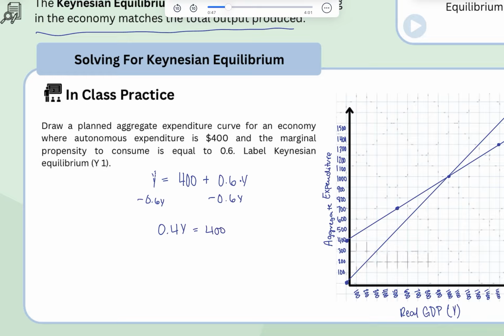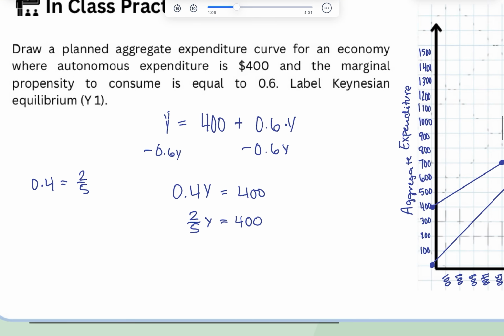Another way to interpret 0.4 is also 2 over 5, and that's what we're going to be using today. So we're going to continue writing 2 over 5y equals 400. In order to get y by itself, we're going to move 2 over 5 to the other side. The way we multiply a fraction is to multiply by its reciprocal. So we're going to multiply by 5 over 2.